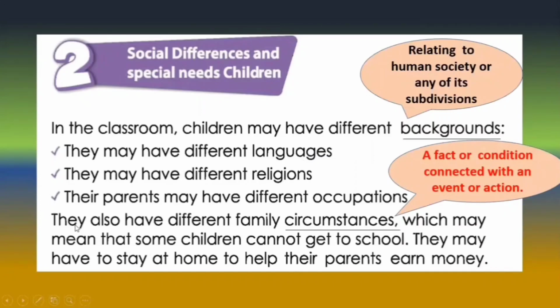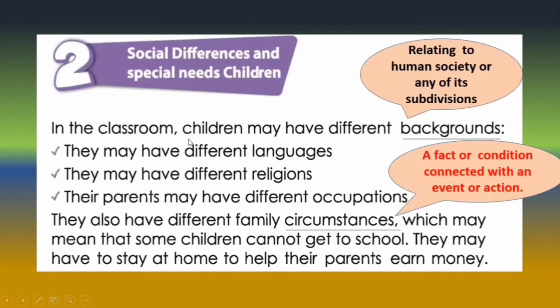So, see, when they have different family circumstances, it means that some children cannot go to school. If your parents cannot afford the money to send you to school, at that time they may ask you to stay at home or help your parents to earn money, but you are lucky enough that your parents can afford to send you to school. So see what is written in the next line. They may have to stay at home to help their parents earn money. So students, I hope you understand, isn't it?